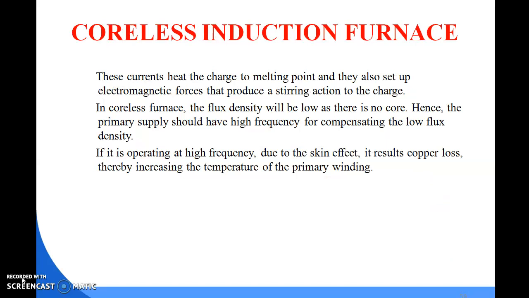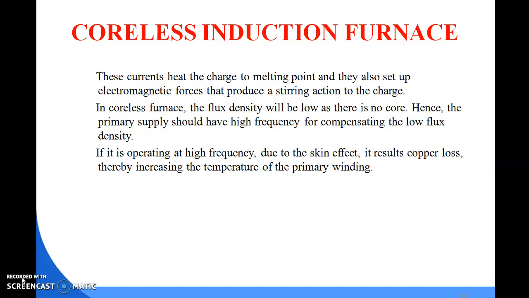In the coreless induction furnace, this current heats the charge to melting point, and they also set up electromagnetic forces that produce a stirring action in the charge. In a coreless furnace, the flux density will be low as there is no core, hence the primary supply should have high frequency to compensate for the low flux density.